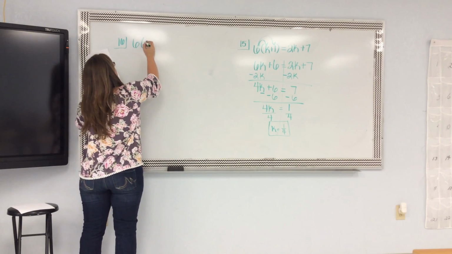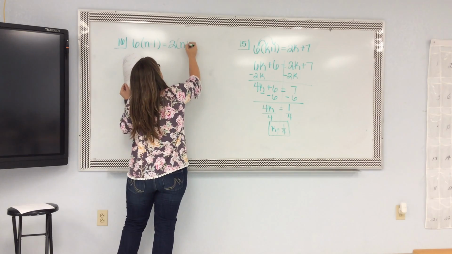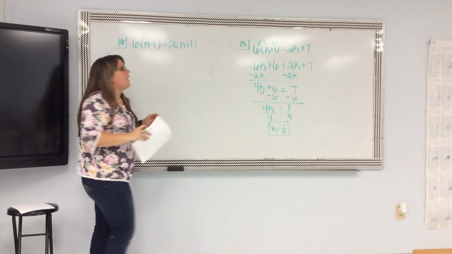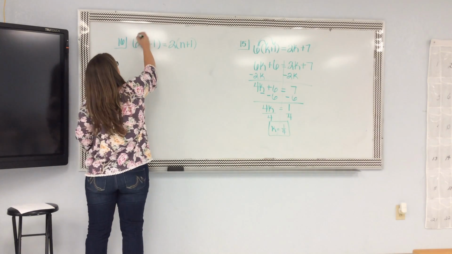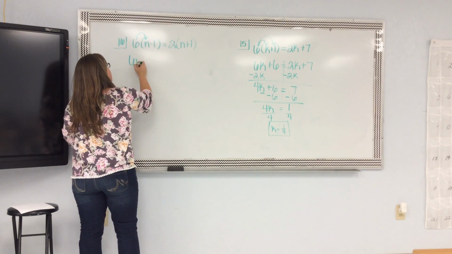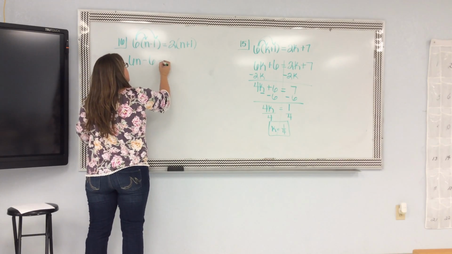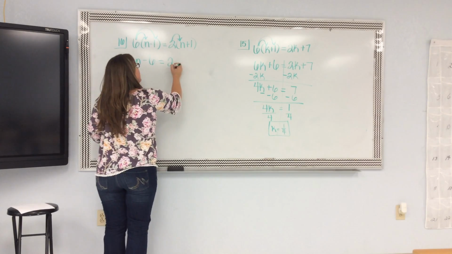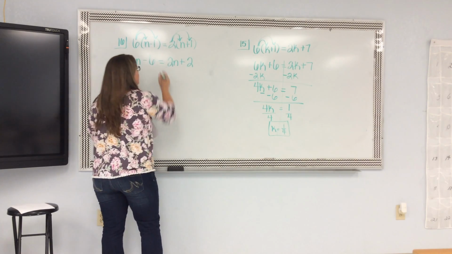Number 16 says 6 parentheses n minus 1 equals 2 parentheses n plus 1. Oh, double whammy. Parentheses on both sides. Just distribute out to begin with. 6 times n becomes 6n. Bring down my minus sign. 6 times 1 is 6 equals 2n plus 2 times 1 is 2.